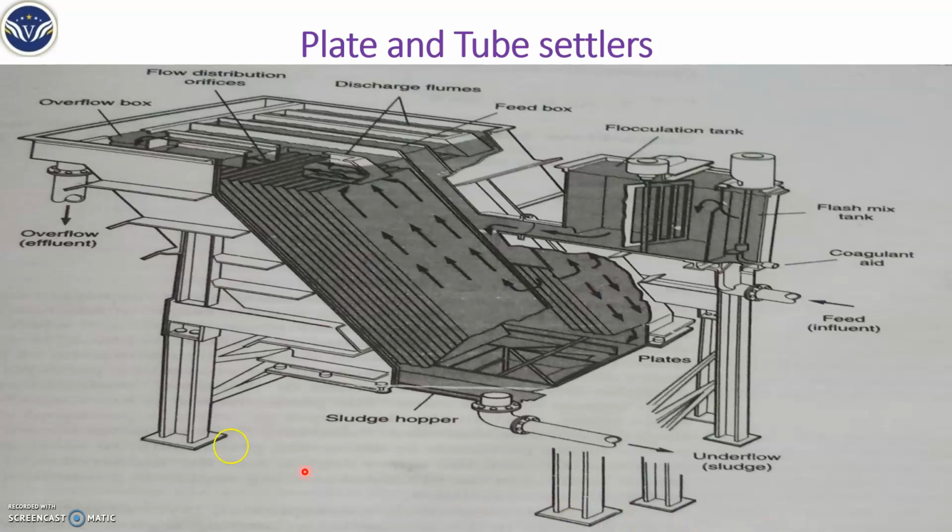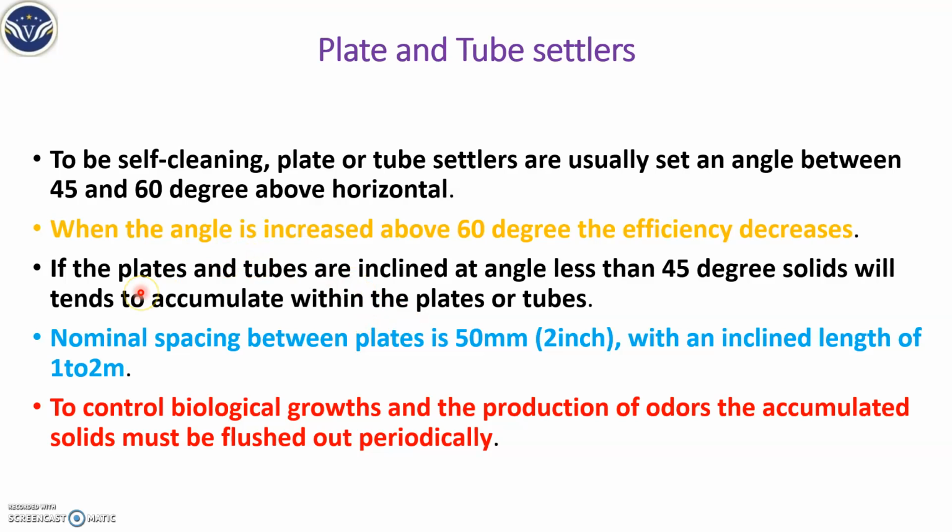Here you can see plate and tube settlers. The flow is taking place, passing through those settlers at a certain angle. We are feeding an input over here, and you are getting the sludge out over here, and it's an overflow effluent tank over here itself. So these are those tube settlers. Tube settlers are self-cleaning.